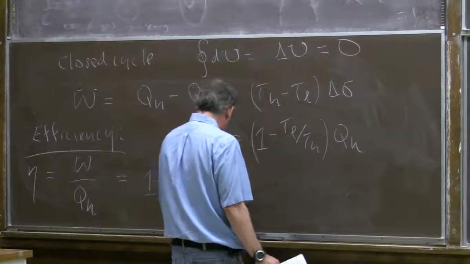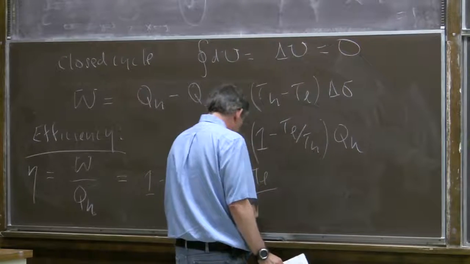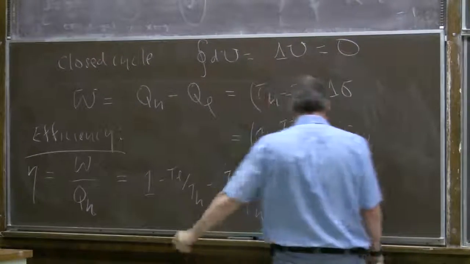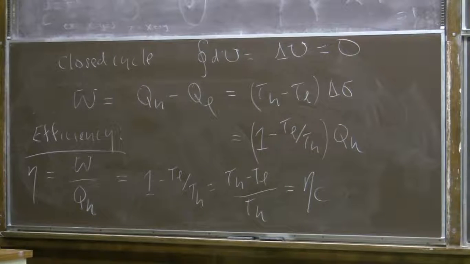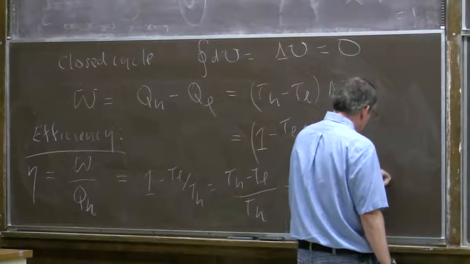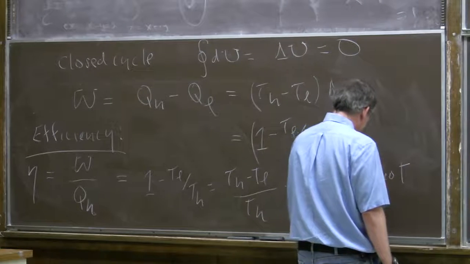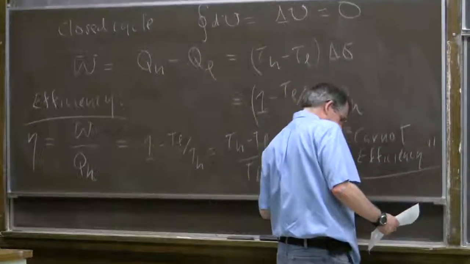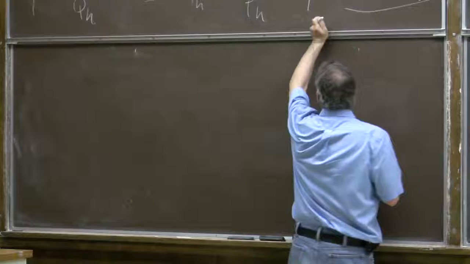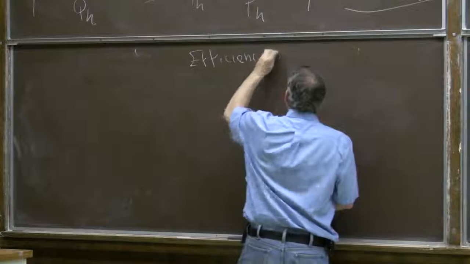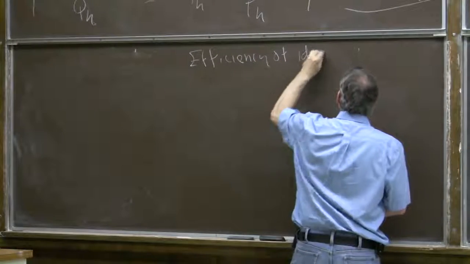I might prefer to write it as tau H minus tau L over tau H. And I'll call that eta sub c. It's the efficiency that's attained by an ideal heat engine, and the C is for Carnot. We call it the Carnot efficiency. Now, this is the efficiency of the ideal, that is reversible, heat engine.